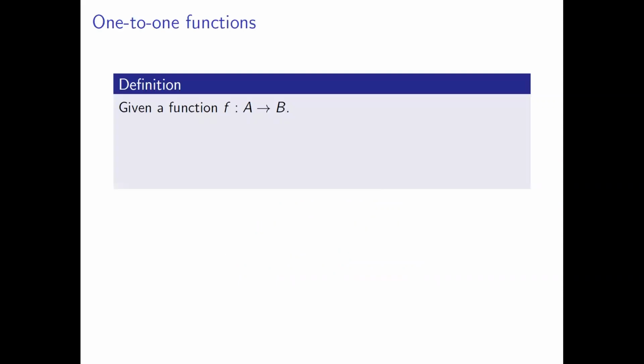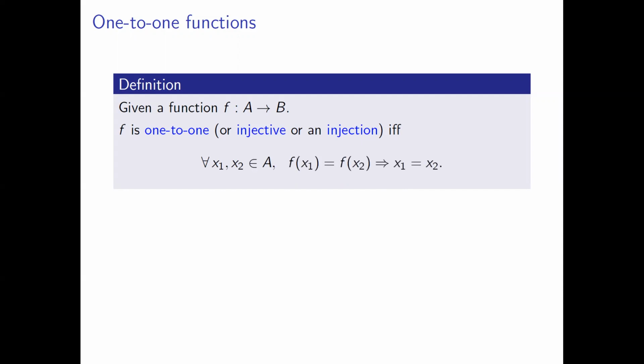Given a function f from a set A to a set B, f is said to be one-to-one, or injective, or an injection, if and only if for any elements x1 and x2 of the set A, if f of x1 equals f of x2, then x1 is equal to x2.